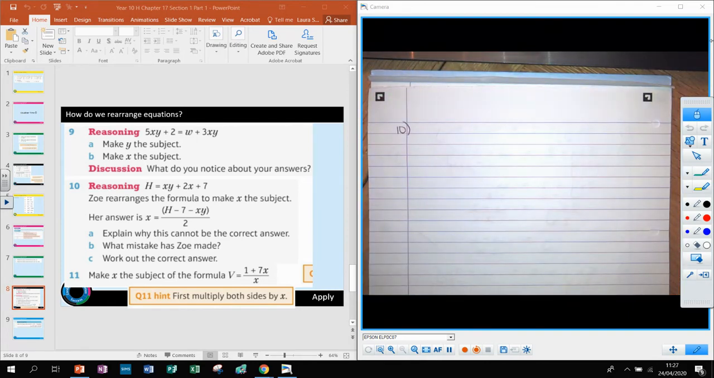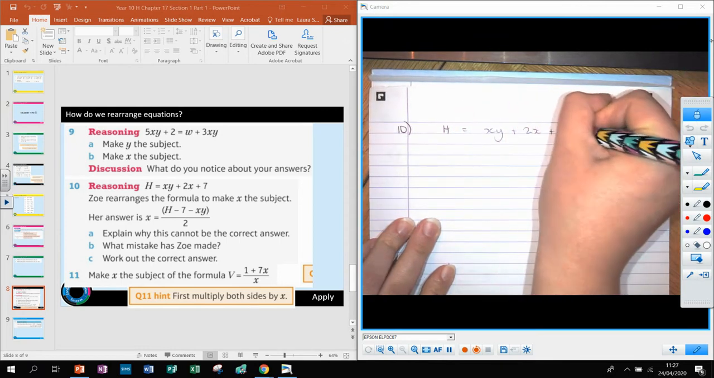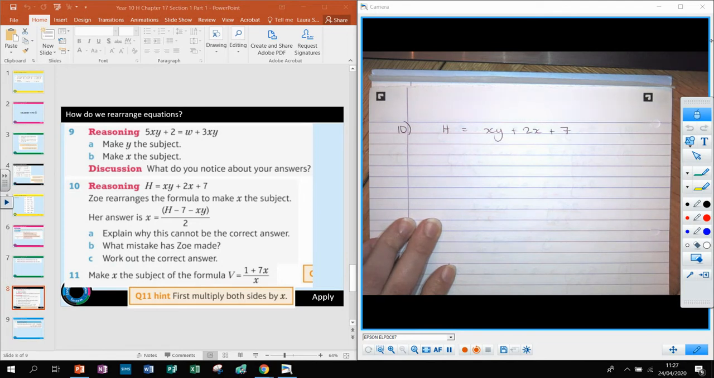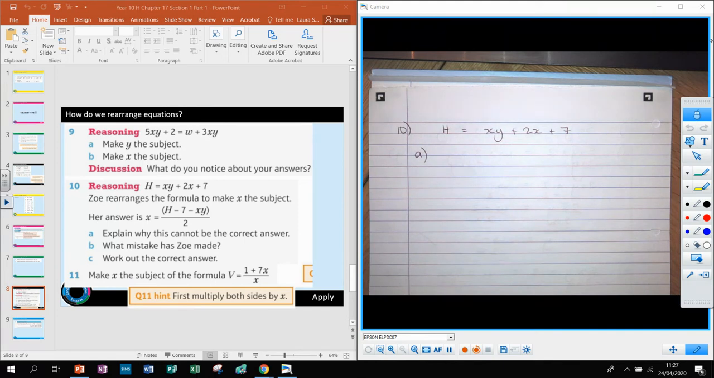Right, so question 10 tells us that h is equal to xy plus 2x plus 7. Okay, and it says Zoe rearranges the formula to make x the subject. And her answer is h minus 7 minus xy over 2, is equal to x. Right, well, before I even go any further with answering these questions, we should be able to notice that x is in two places. And if x is in two places, it's not the subject because it hasn't been isolated properly.